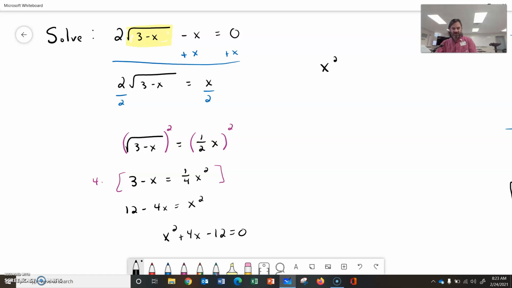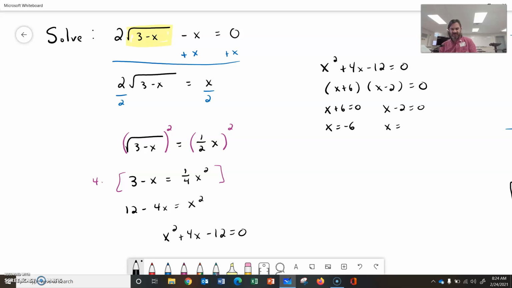Let's bring it up here. I believe that will factor into x plus 6 and x minus 2. You can double check that, but it does seem like it works. So I'll solve both of these simple linear equations. X plus 6 equals 0 means x is negative 6, and x minus 2 equals 0 means x is 2. So I got 2 answers, but as we said before, it's always a good idea to check them.